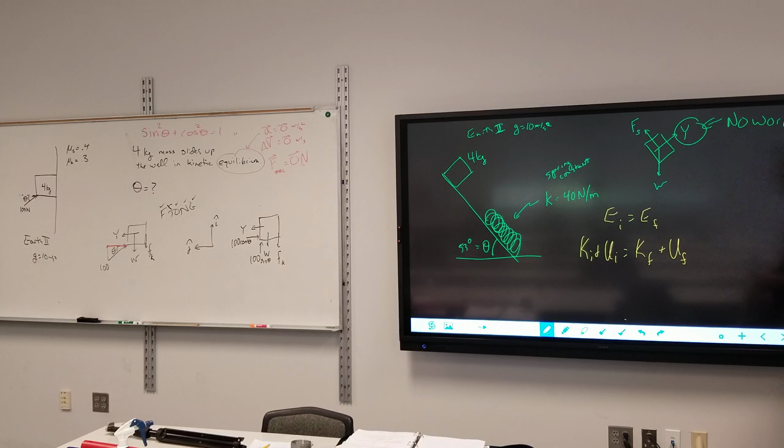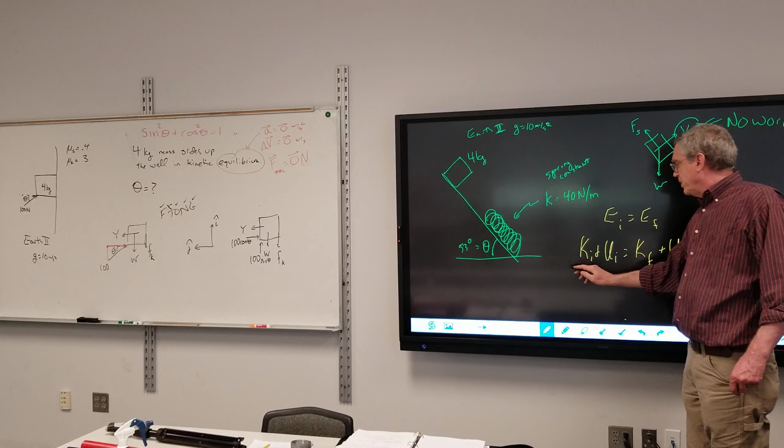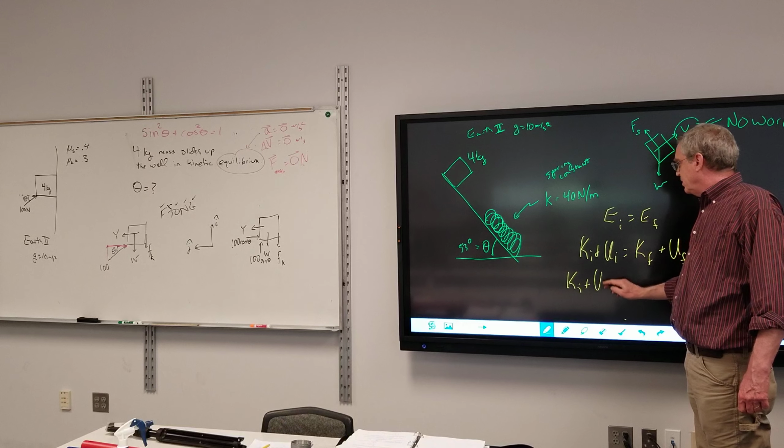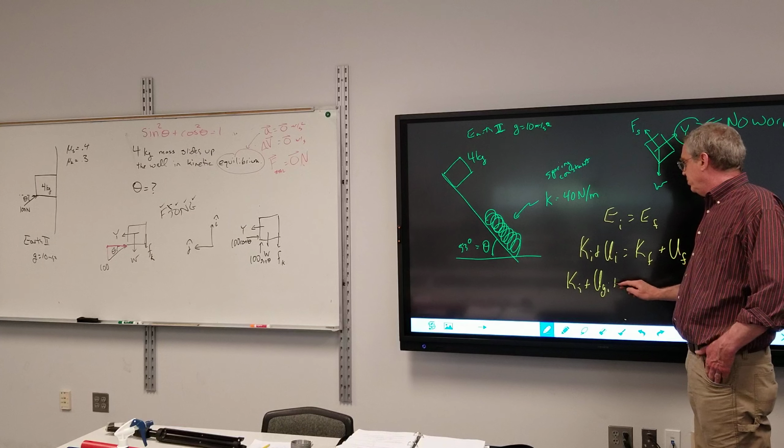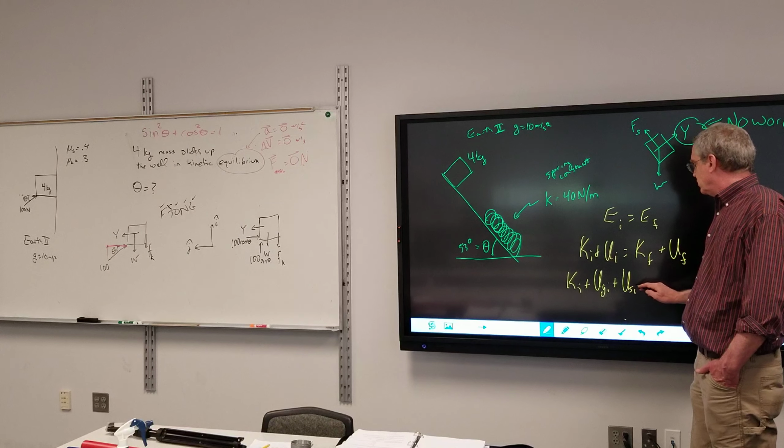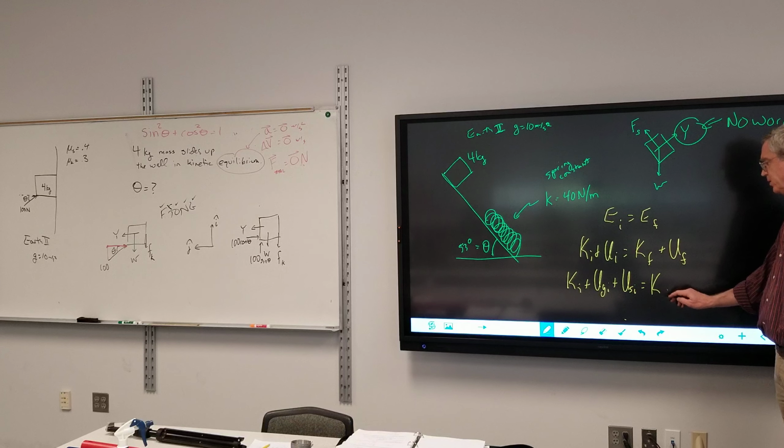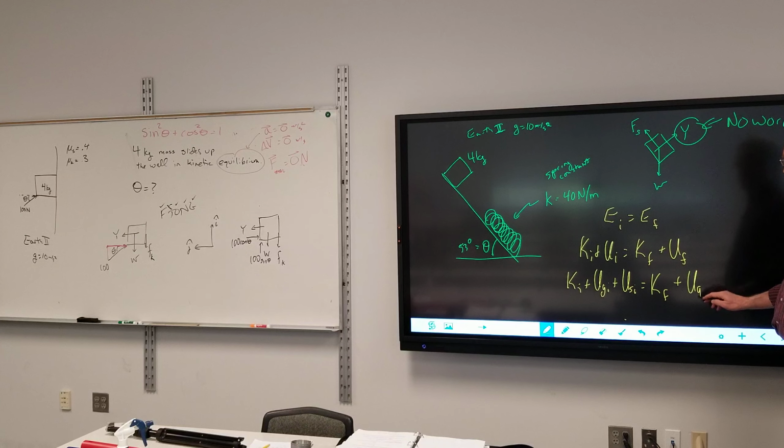What are the two conservative forces involved here? Gravitational force and force of the spring. Yes, so I got my spring force and my weight. I have two conservative forces, so I have two potential energy formulas. So this is my initial kinetic plus the initial gravitational potential plus the initial spring potential, and then the same with the final: plus UG final plus US final.